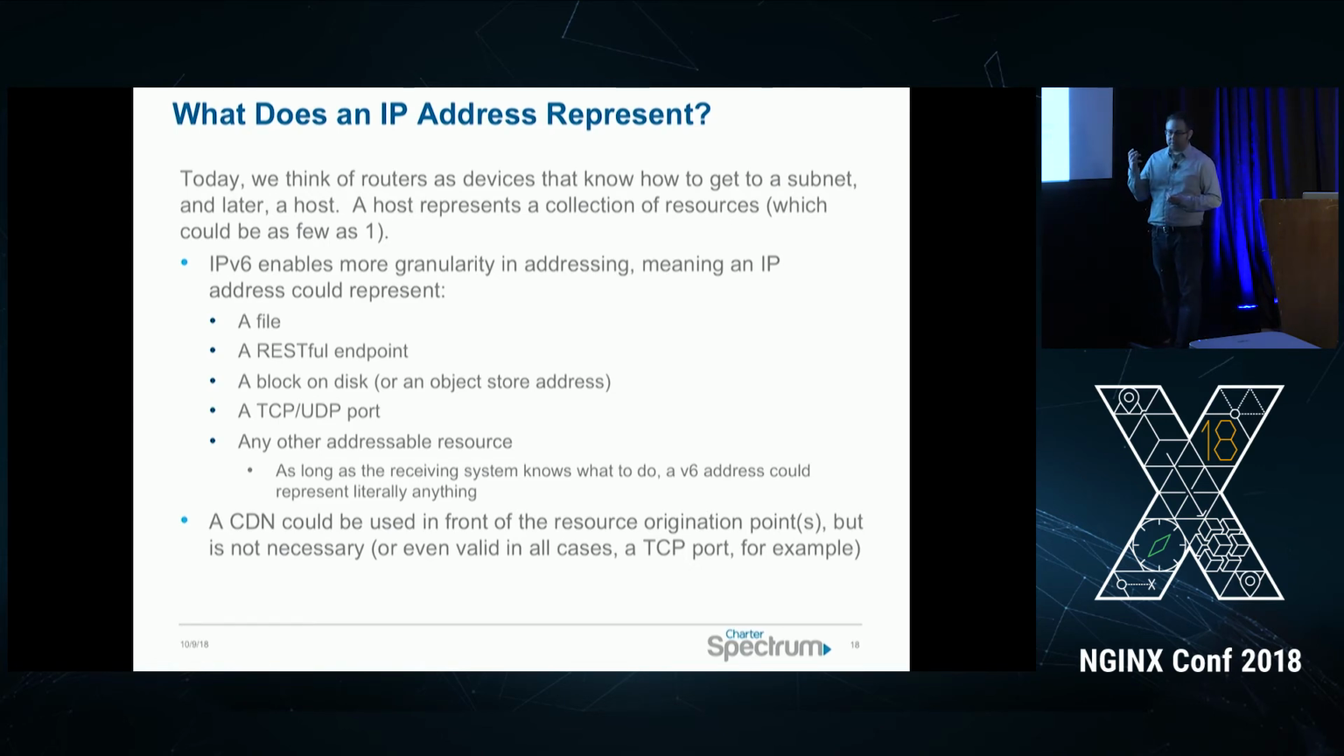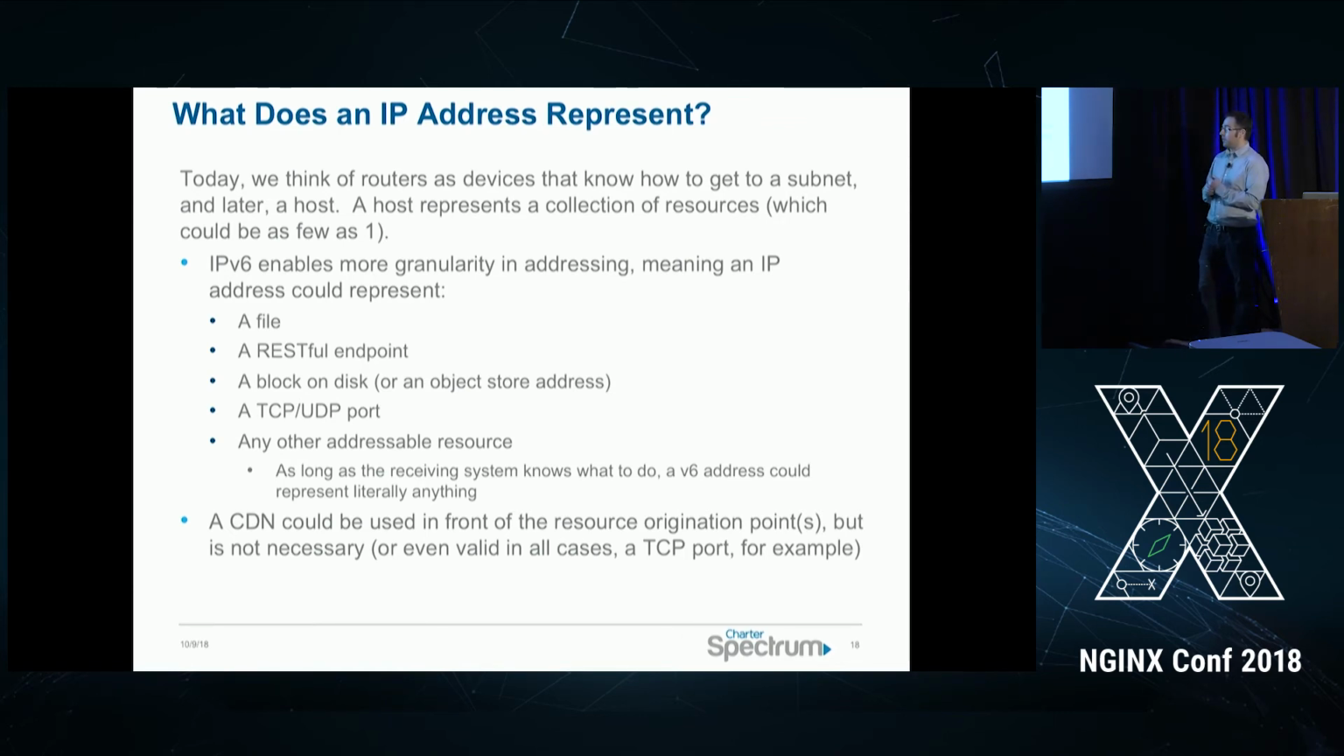For this concept, you have to start thinking about an IPv6 address representing a resource, not a host. So rather than having an IP address and then port 80, you don't have the port 80 anymore. This IP address represents the host and the port 80. It could be a file, it could be a RESTful endpoint, it could be a block on disk, it could be a TCP UDP port, it could be anything you want. As long as it's an addressable thing, you can associate it with a v6 address.